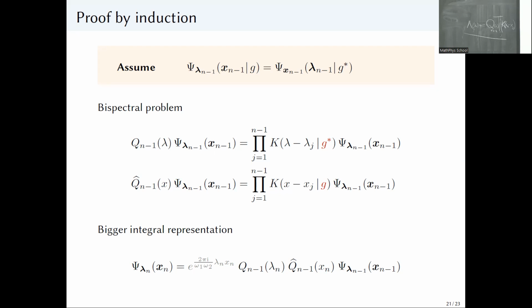So this is the path from here to here, to the second integral. The equivalence of the integral representations, the symmetry, is just the commutation of the Q and Q hat operators.